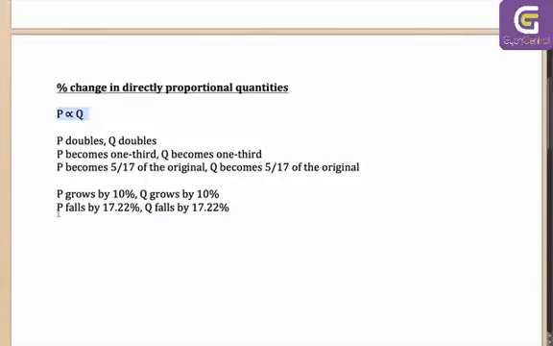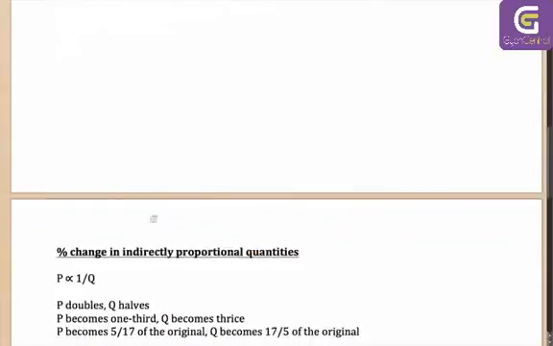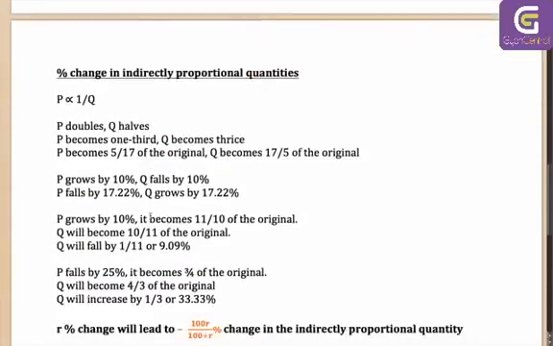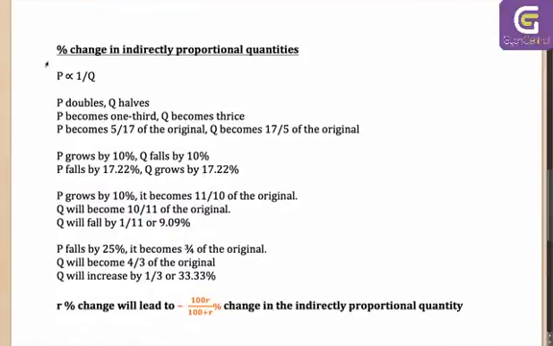Whatever is the change in P, the same change will happen in Q. That is why they are directly proportional quantities. To continue, let us look at the percentage change in indirectly proportional quantities. Let's say P is inversely proportional to Q.